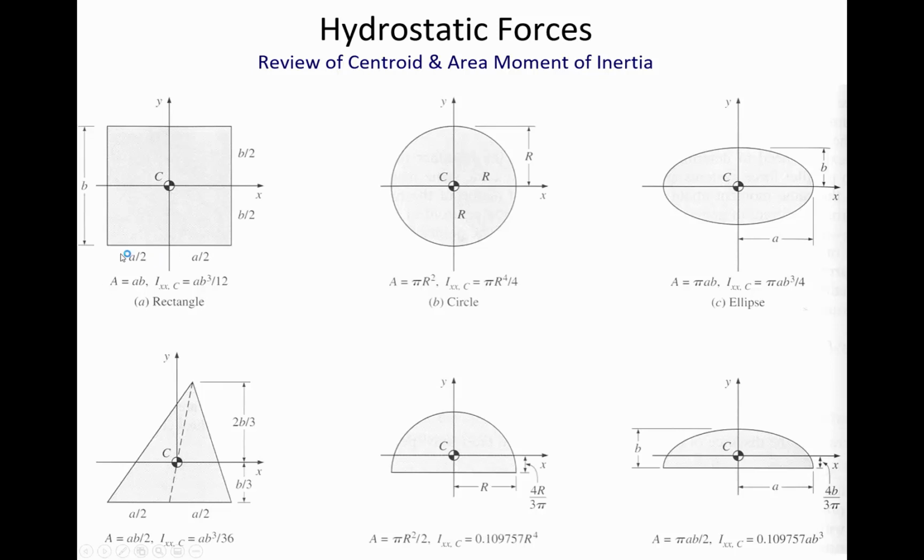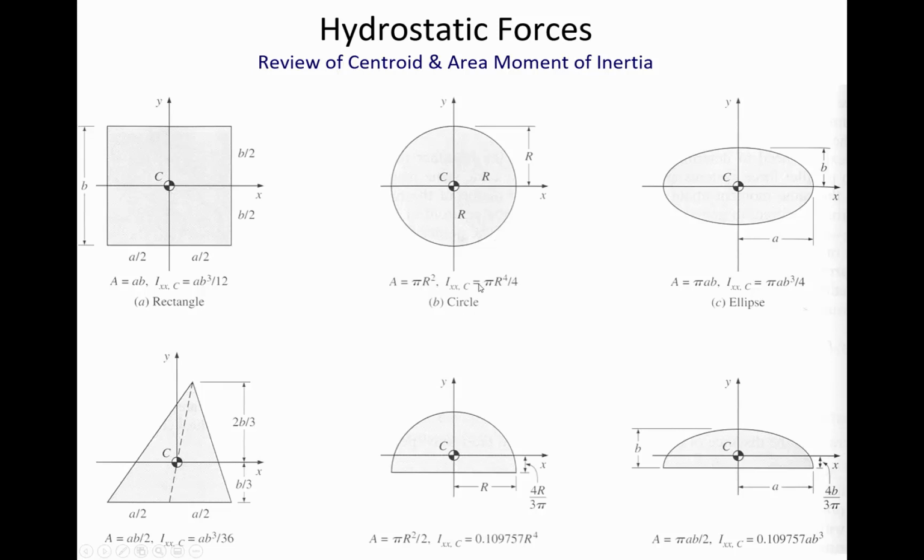For a rectangle, the area moment of inertia is AB cubed divided by 12, where A is the horizontal width and B is the vertical length. So when a plane is oriented in water, whether it's straight up and down or even if it's inclined at an angle, it's the horizontal width that we assign the parameter A, and it's the vertical length that we assign the parameter B. In the case of a circle, the area moment of inertia is related to the radius of the circle.